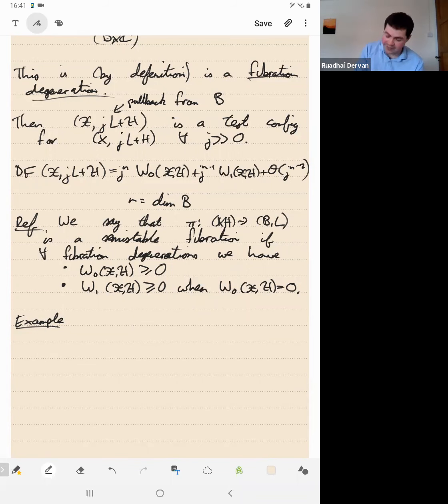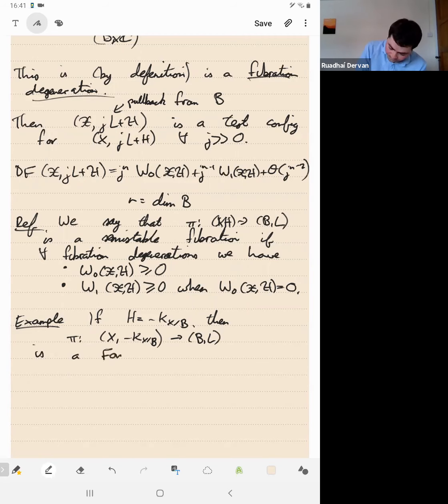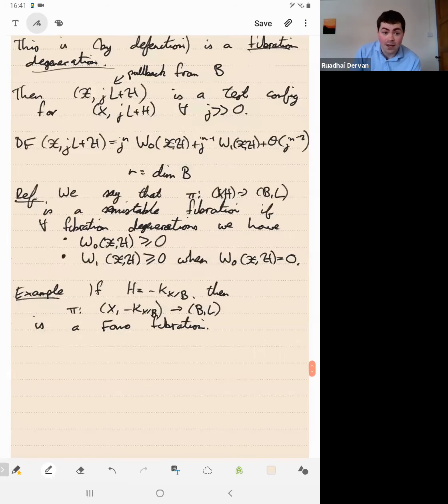Just to give an example of what these numerical invariants look like, I'll mention the case of Fano fibrations, because I think this quite strongly suggests that there should be a lot of geometry behind this notion of stability, particularly for Fano fibrations. So if H is equal to minus K_{X/B}, the relative anti-canonical class, then this is what I'll call a Fano fibration. So π from X, minus K_{X/B}, to B is a Fano fibration. And the numerical invariants simplify quite a lot in this case.